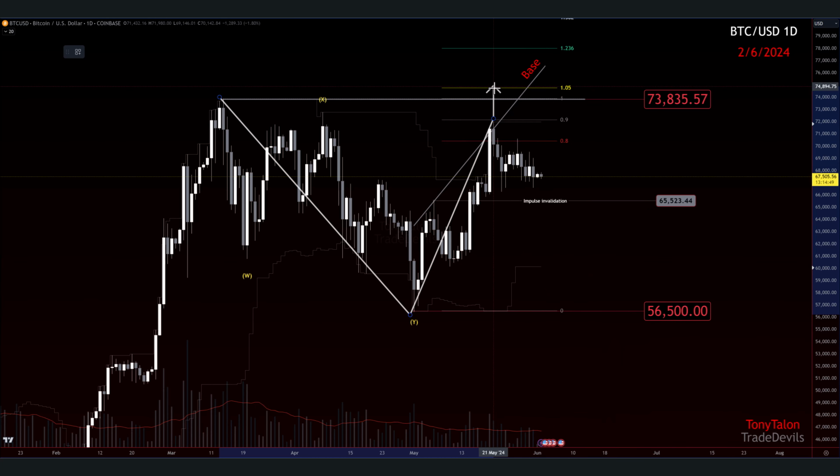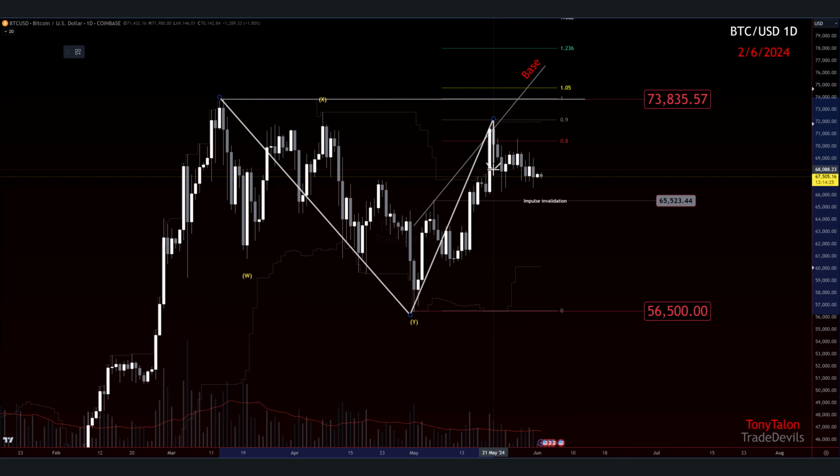We haven't breached up beyond this high at 73,835 yet. So there is a possibility that this could still be going up for a potential B wave of some kind of expanding or running correction. But for right now, we have to wait to see if this level here at 65.5 holds.